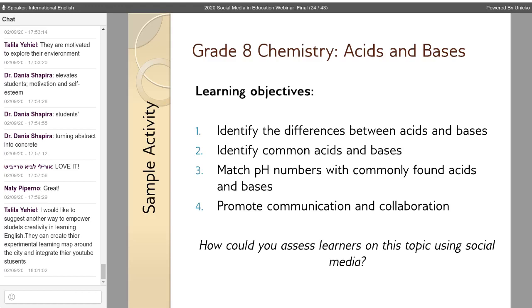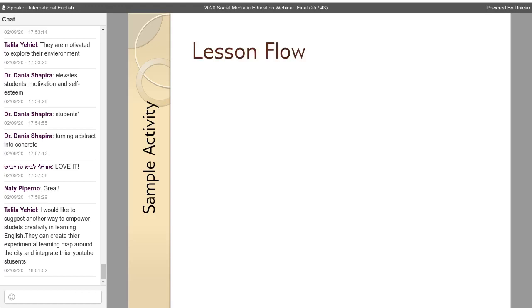First, the objectives of this project are to identify the differences between acids and bases, match the pH numbers with commonly found acids and bases, and promote communication and collaboration. So the objective of this mini project is to identify differences between acids and bases.